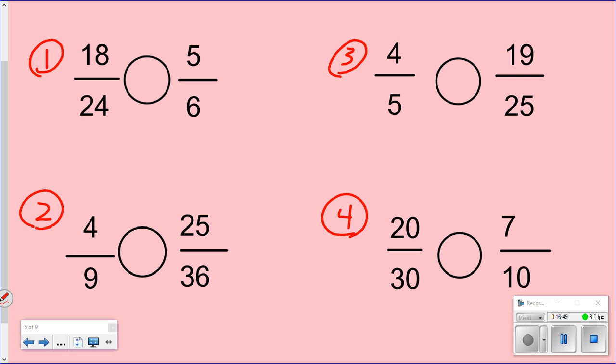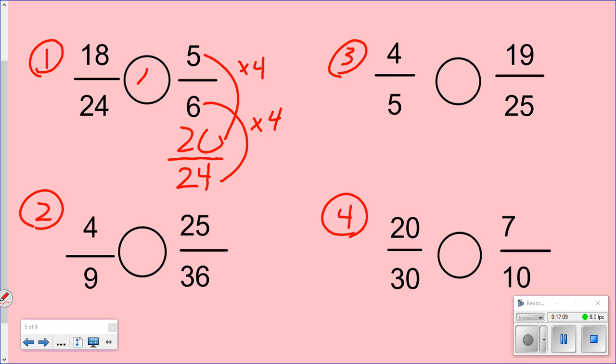Number 1, you probably kept 18 over 24. What did you change this to then? What did you change this to, Matt? 20 over 24. Okay, so first you need 24. 6 times 4 is 24. So you have to take 5 times 4, which is 20. Comparing the two, which one's greater? Should go this way. Okay, let's do number 2.